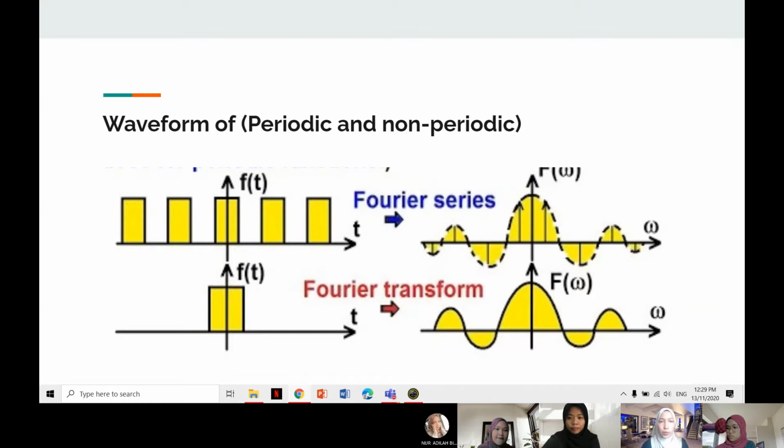This is the waveform of periodic function and non-periodic function. For example, there is a rectangular pulse range, a periodic function about the vertical axis f(t), that we call a Fourier series. T is the period, and the amplitude is in the time domain. And we get the amplitude in the frequency domain for the Fourier series.